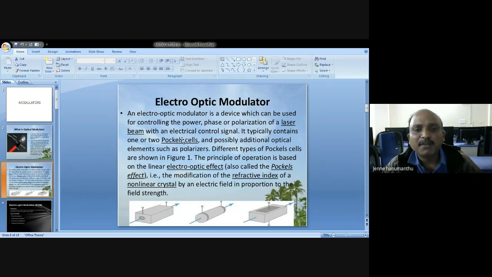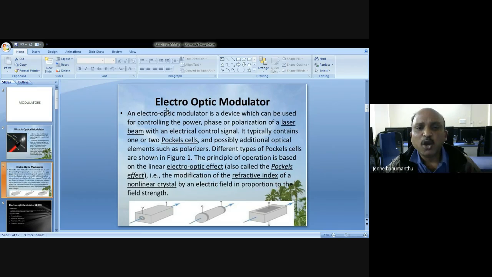How it can be done is because of the arrangement of so-called Pockels cells. In this arrangement, we may use additional optical elements, polarizers. We can use polarizers between the front and back of the modulator, so that it is possible to control the light parameters, right? And it is also called Pockels effect.